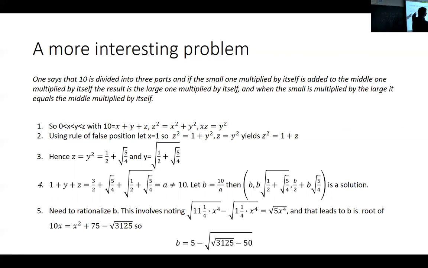Okay. The second equation is that z squared equals x squared plus y squared. And the last equation is xz equals y squared. Okay, so that's 3 equations in 3 unknowns, so we know we've got a chance of solving it. So what Abu Kamel does is he uses the rule of false position, which is an old method.